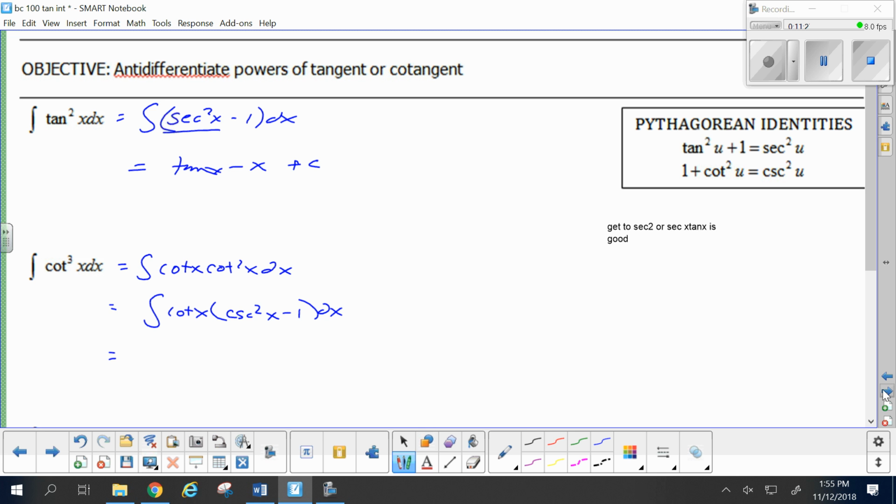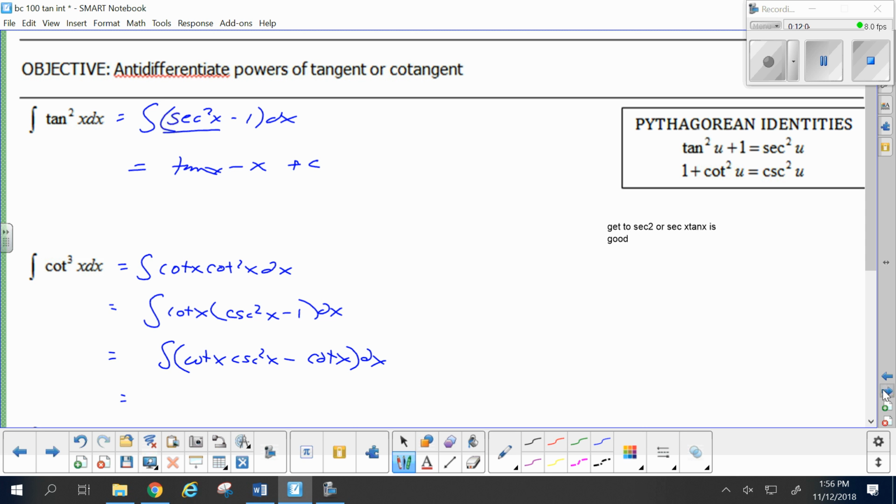Let's distribute. Cotangent cosecant squared minus cotangent. What is the antiderivative of, how would you go about cotangent cosecant squared? Could you use u-sub there? The answer is yes. You can actually use u-sub two different ways.